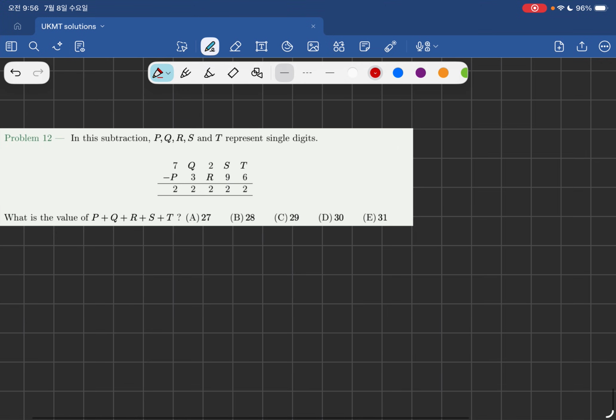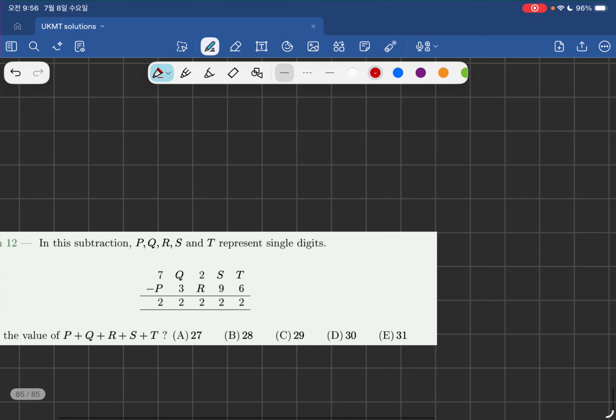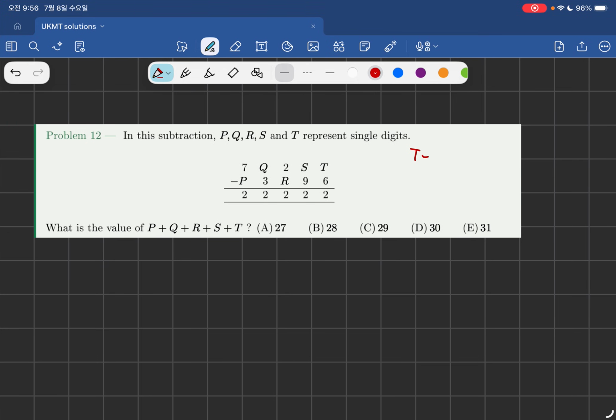Problem 12. In the subtraction, P, Q, R, S, and T represent single digits. What is the value of P plus Q plus R plus S plus T? Now, we're going to look at the units column first. And we're going to write T minus 6 equals 2. And there could possibly be a borrowing.